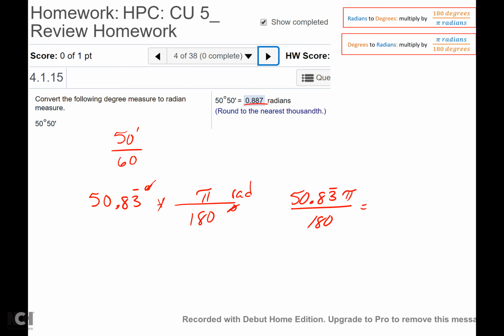And they obviously went decimal, so I type in 50.83 repeating times pi divided by 180, and I get 0.88720903. And they went to the nearest thousandths. The two doesn't do anything, so it's 0.887 radians.